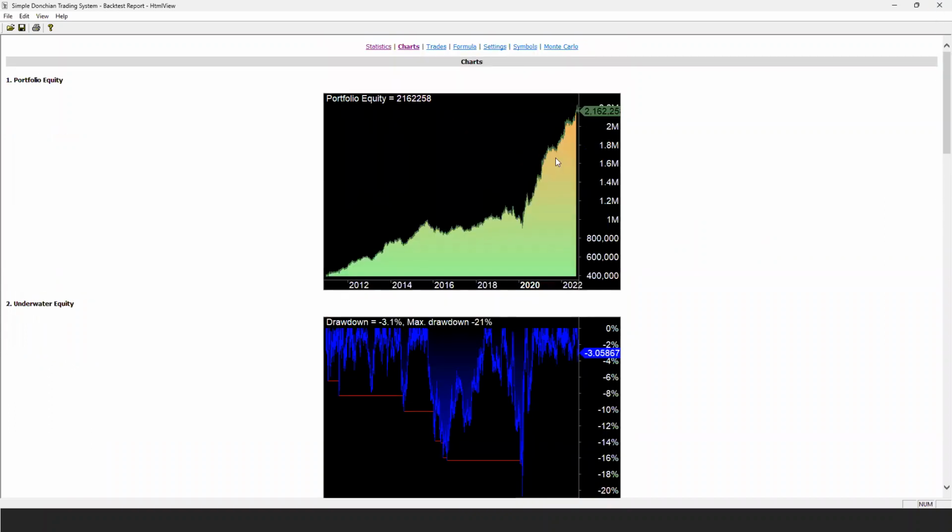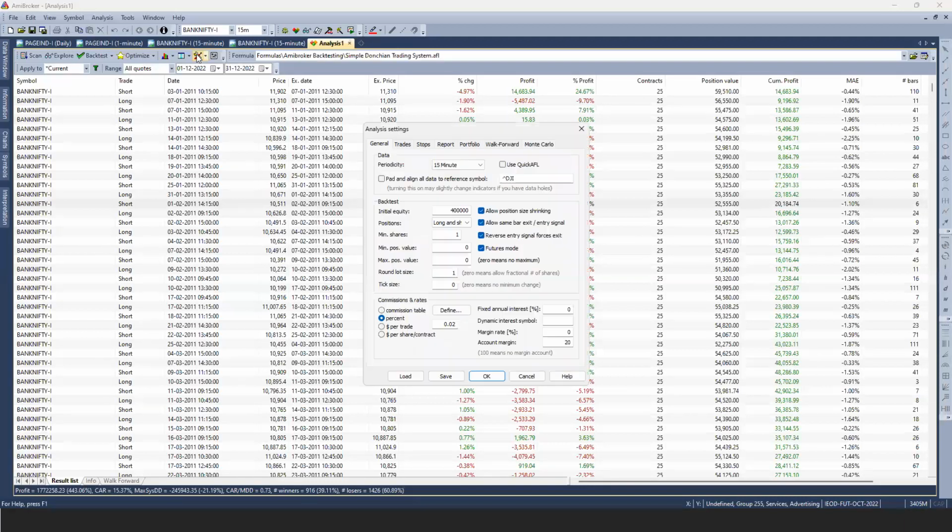Now, one more setting. I had done a couple of settings over here, and I forgot to tell you. So maybe I'll reiterate some of the settings I had done. One is the periodicity, 15-minute. Second, since I'm backtesting futures, I'm enabling the futures mode over here. I'm enabling the initial equity. I'm enabling the percentage commissions. These are the basic things I had enabled over here.